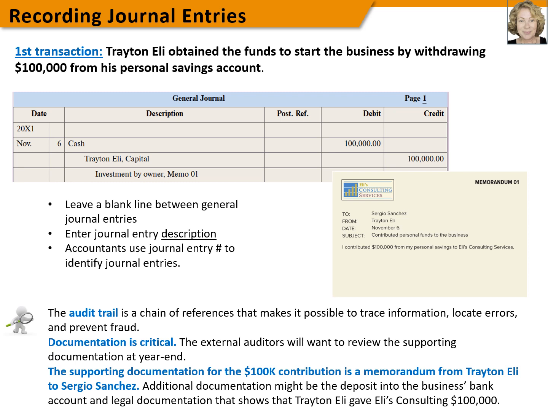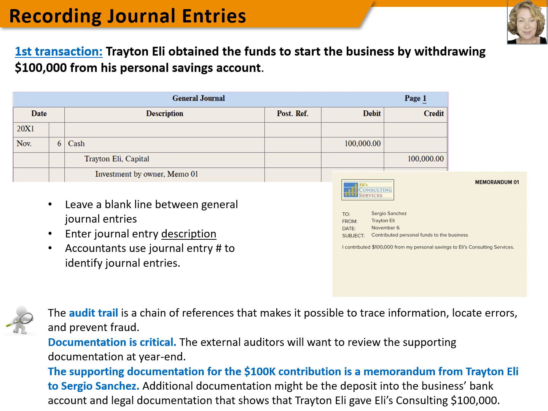We'll now record the journal entries for Eli's Consulting step by step. For the first transaction, Trayton Eli obtained the funds to start the business by withdrawing $100,000 from his personal savings account. To start the journal entry, you'll leave a blank line between general journal entries, and some accountants use this blank line to number each journal entry. When possible, the journal entry description should refer to the source of the information. For example, the journal entry to record payment should include the check number in the description.